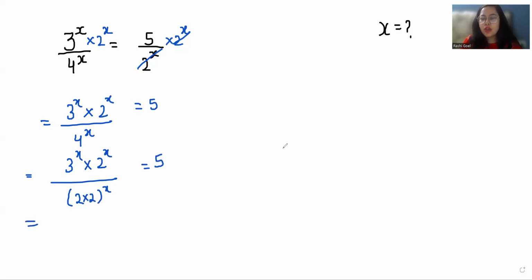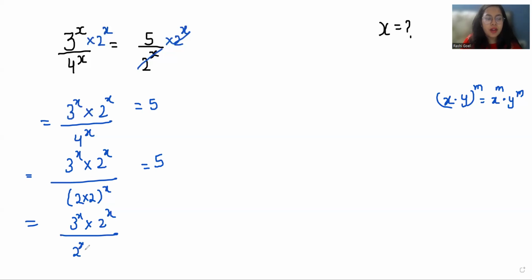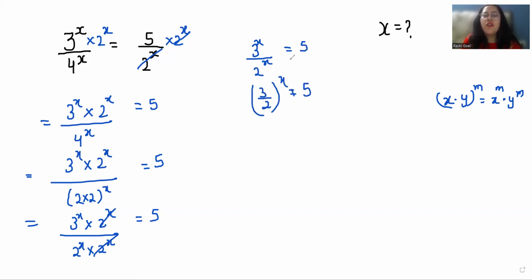Now according to the exponent rule, (x times y) whole power m, we can write it as x^m times y^m. So 3^x times 2^x by 2^x times 2^x is equal to 5. Now we can cancel out this. So 3^x by 2^x is equal to 5. (3/2)^x is equal to 5.